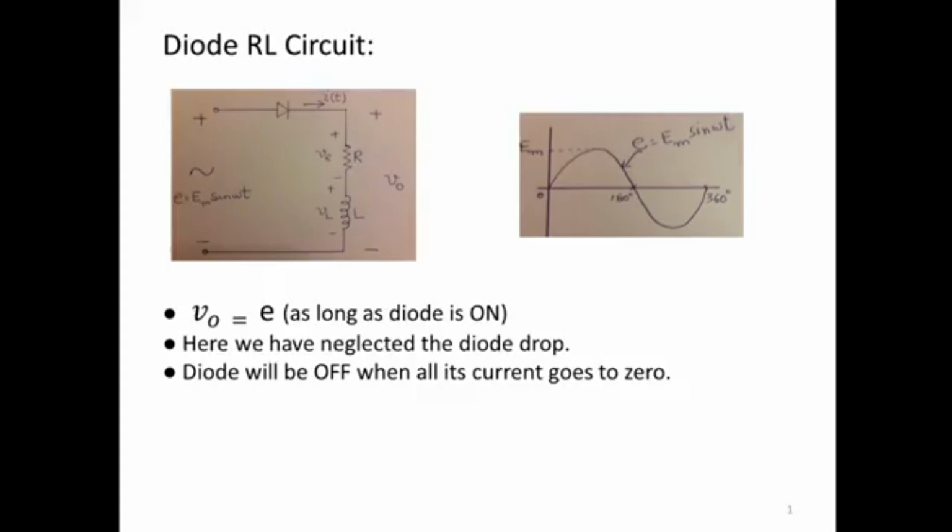On the right hand side, you can see the input voltage waveform, a sinusoidal AC voltage waveform. One cycle has been shown in the figure from 0 to 360 degrees. Its mathematical expression is Em sin omega t, and its maximum positive peak occurs at 90 degrees, which is equal to Em.